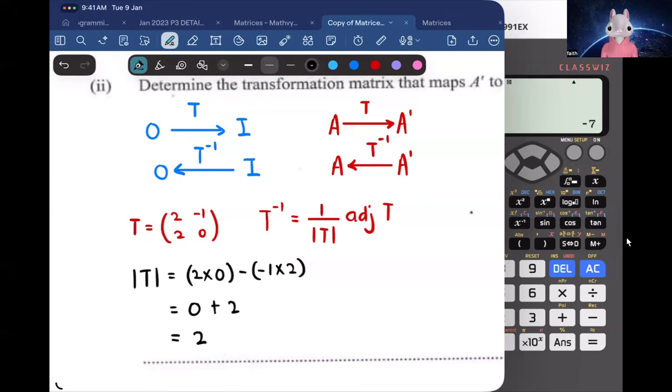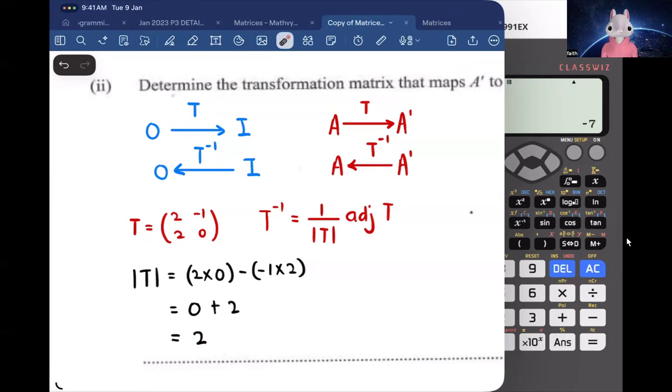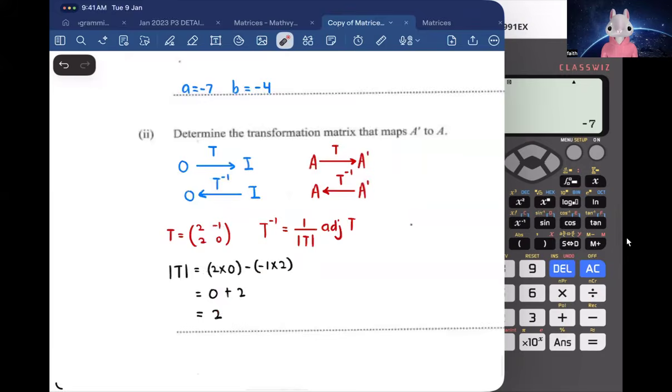So guys, if directed numbers is giving you trouble, what I want you to do is plug the entire thing into your calculator, don't risk it, and you get the correct answer. All right? So that's the determinant of T.